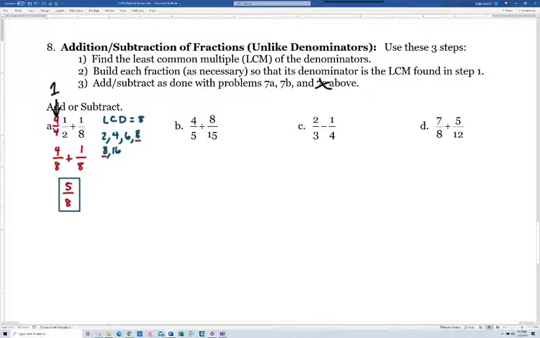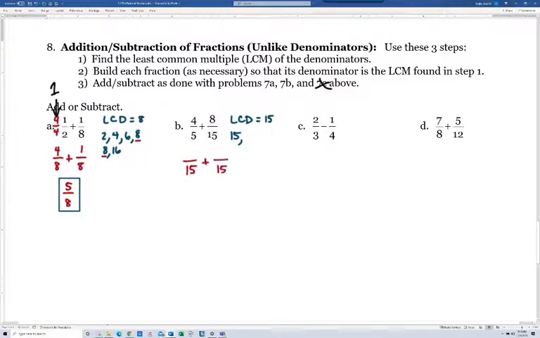I would encourage you to see if you can do the rest of these and then watch the video. All right, so on B we have 4/5 plus 8/15. So we need to find our LCD, and I'm going to show you a little trick here. We don't really need to write out the multiples of 5 and 15. Hopefully you can already see the LCD. What I do is I start with the biggest number and I look at its multiples until I find one that's divisible by the other number. Well, in this case, we're done because 15 is divisible by 5. And so our LCD is 15.